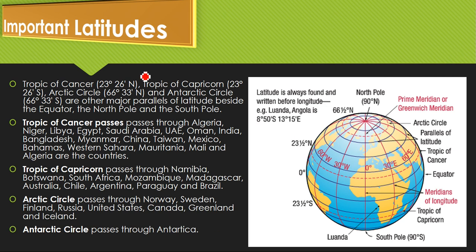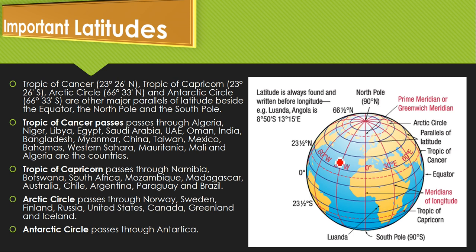There are some important latitudes on Earth. We will study about them one by one. Some of the important latitudes are Tropic of Cancer, Tropic of Capricorn, Arctic Circle and Antarctic Circle. They are the major parallels of latitude beside the equator. Equator is also a latitude. You can see them in the North Pole as well as the South Pole.